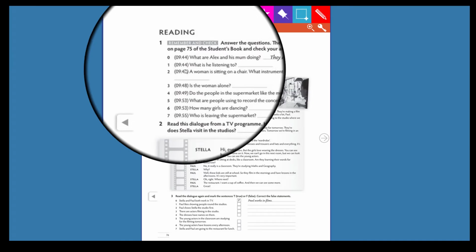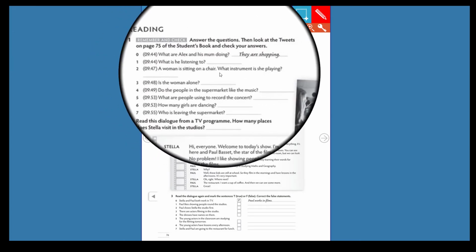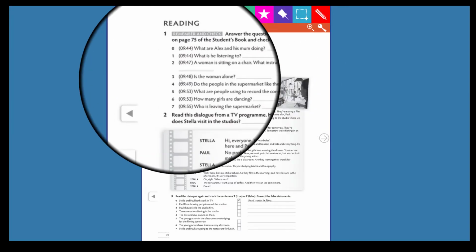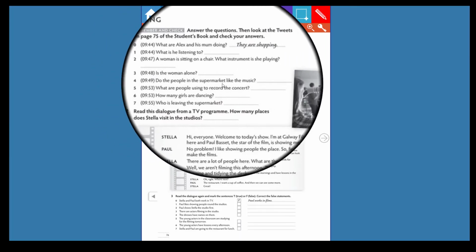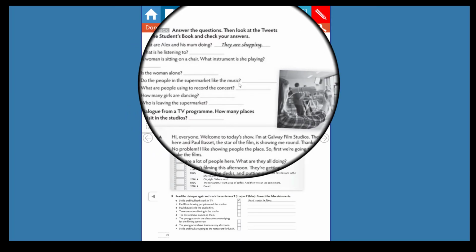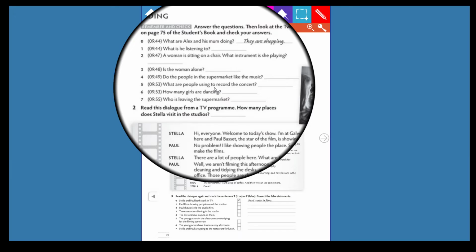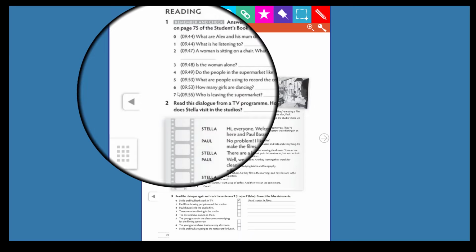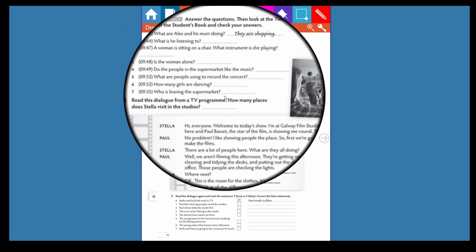Number 1, what is he listening to? Number 2, a woman is sitting on a chair. What instrument is she playing? Number 3, is the woman alone at 9:48? Number 4, do the people in the supermarket like the music? Number 5, what are people using to record the concert? Number 6, how many girls are dancing? And number 7, who is leaving the supermarket?